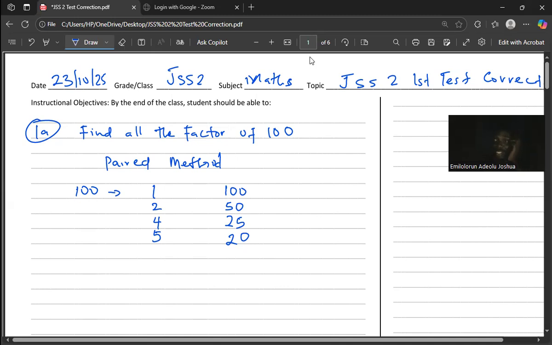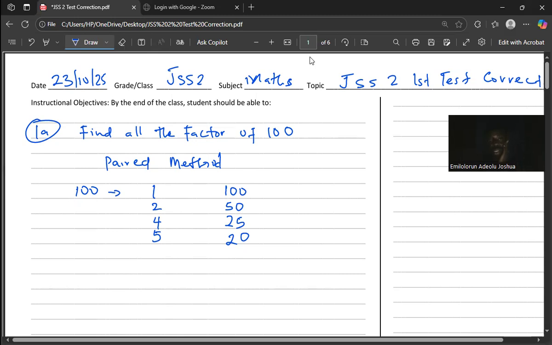Okay, so they can join now. They can also learn from the class. So we are looking for all factors of 100. Felix, Israel, and Divine, this is JSS2 work. I mean the JSS2 test correction. We are looking for all the factors of 100, and I say we are using the paired method. What do I mean by paired method?